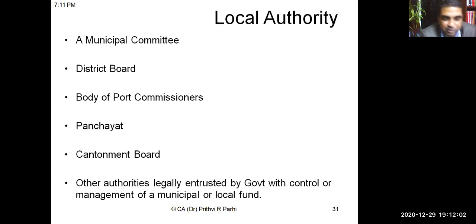In total, how many categories of persons have we seen in that list? Seven. Seven categories of persons. Once we cover it again, you have to give the names of all these categories. Local authority means it may be a municipal committee, a district board, a body of port commissioners, panchayat, or cantonment board. These are examples of local authorities, so local authorities also constitute a person.